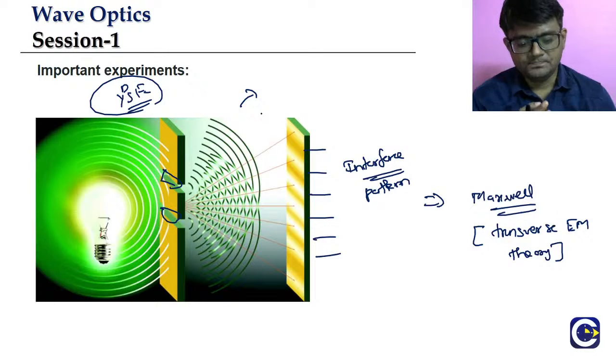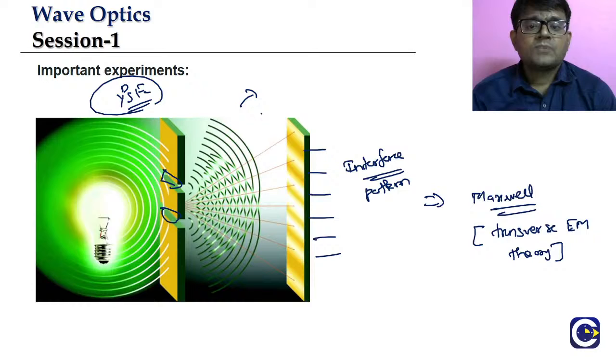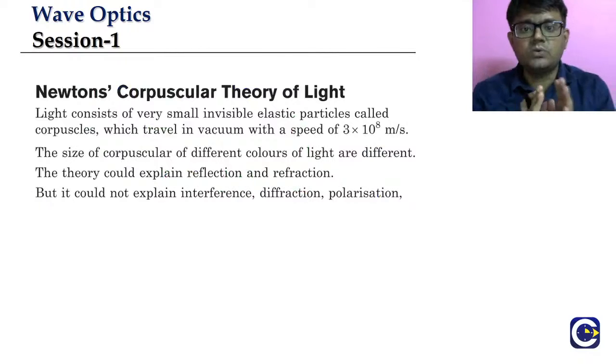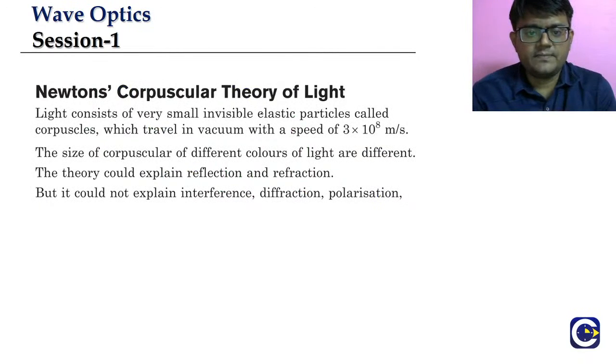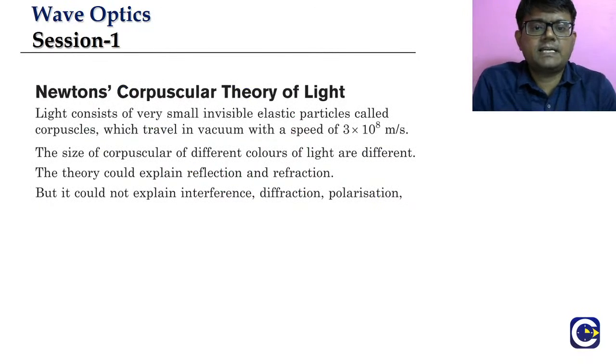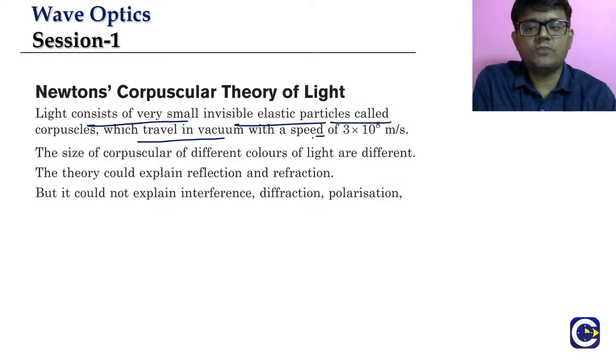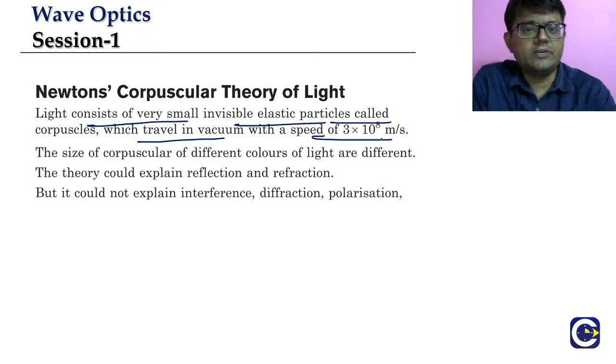Now what we'll do is look at some of the highlights of the corpuscular theory and Huygens's theory, and then we'll go into the details of Huygens's theory. So Newton's corpuscular theory proposes that light consists of very small invisible elastic particles. They travel in vacuum with the speed of light, which is 3 into 10 power 8 meter per second.